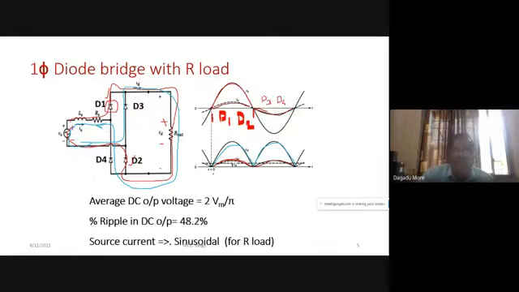Now let us find the average voltage. Everybody knows: to find the average voltage, we take the area under the curve divided by the base. Is it right? So the area under the curve we are getting. Here our supply voltage peak value we can call VM. So VM is the peak value of the supply voltage. So our expression for this wave will be VM sin theta. Is it right? VM sin theta.